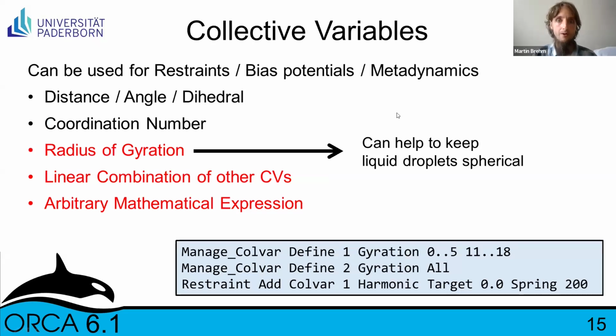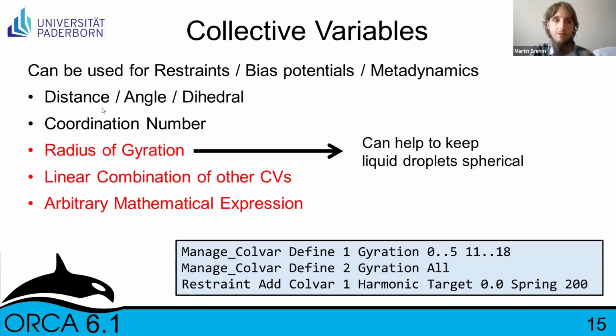Next thing where we were working a little bit on is so-called collective variables. What is a collective variable? It is just a function which takes the geometry of your system as an input and gives one number as an output. So it is a map from the geometry of your system to a real number. And you can use these, for example, to define restraints or bias potentials or to run a so-called metadynamics simulation.